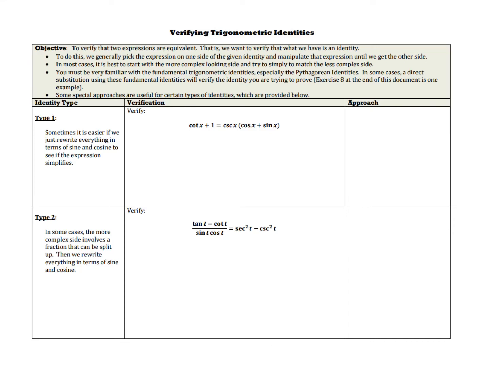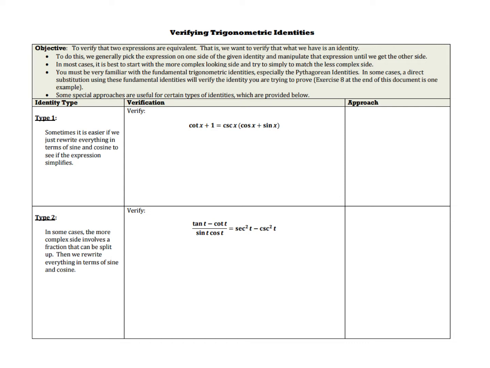In this video, we are going to talk about verifying trig identities. We're going to talk about two strategies. First of all, the objective is to verify that two expressions are equivalent, and that is what we want to verify when we are using our identities. To do this, we generally pick an expression on one side of the identity and manipulate the expression until we get to the other side.